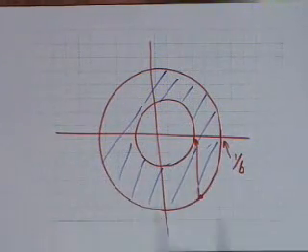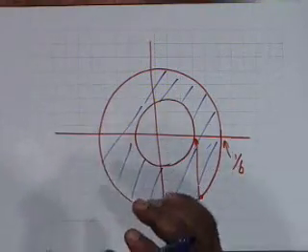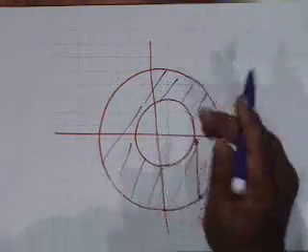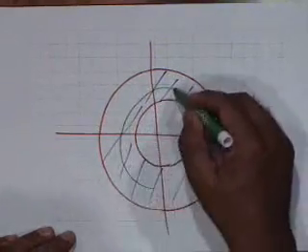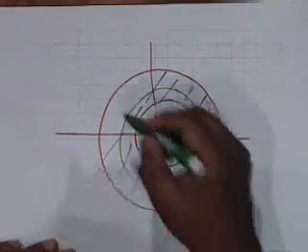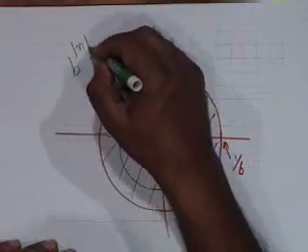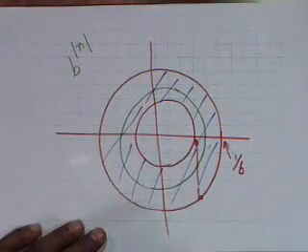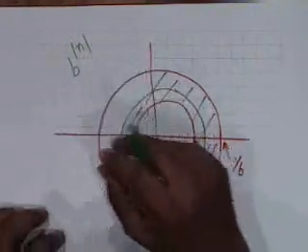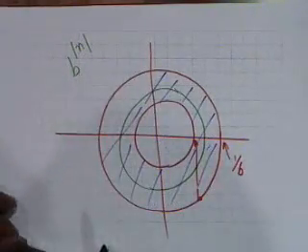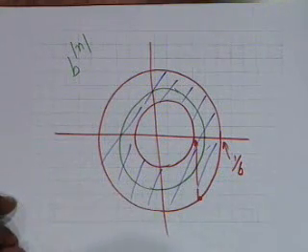All right, and you notice that if b is less than 1, then 1 by b must be greater than 1. Therefore, the unit circle must be in the ROC. In other words, for b to the power mod n, the Fourier transform exists, which we have done earlier also. All right.